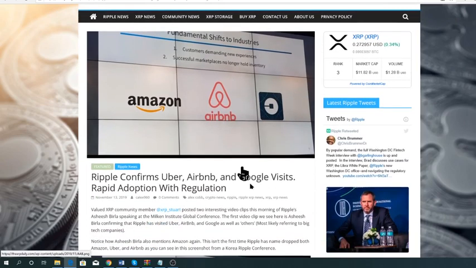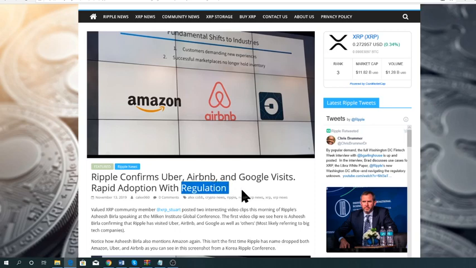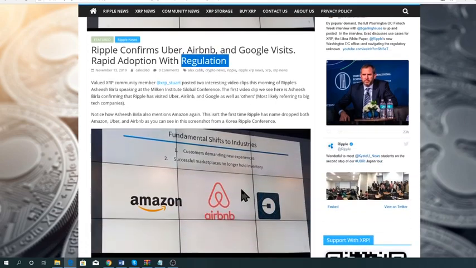In this, Ripple confirms Uber, Airbnb, Google visits, rapid adoption with regulation. That's the main thing. These guys, when they talk about BTC and others, they don't care about regulation, whereas it's our guys. You see here, Brad? Our guys from Ripple are working with the regulators, with the governments, with the central banks. So yes, retail investors are a source at present for digital assets, but once the central banks come into play, it will be more or less stable.